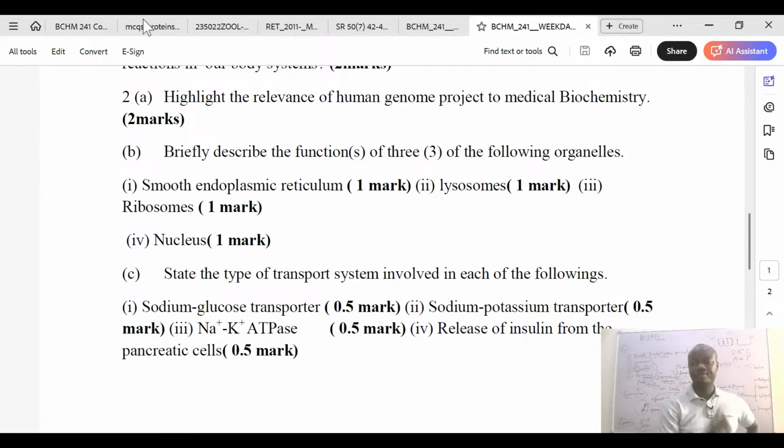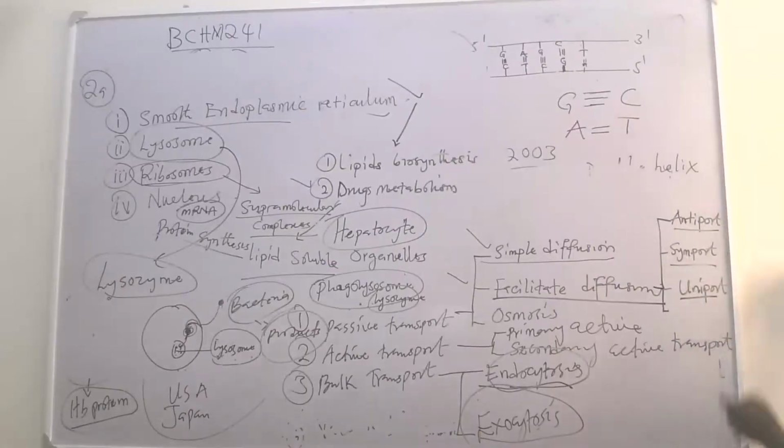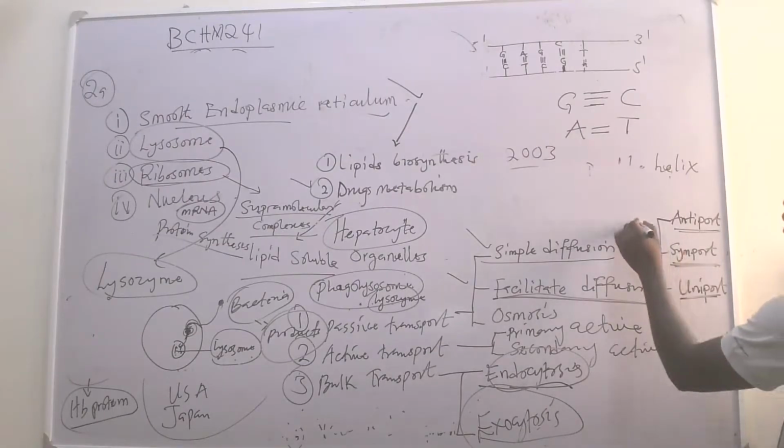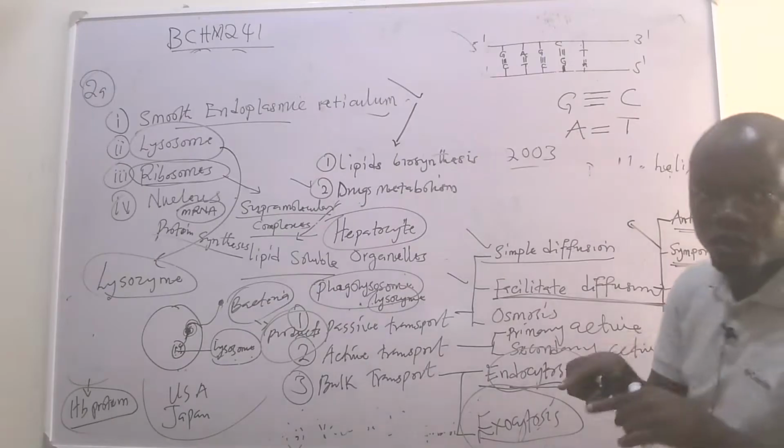Active transport? No. Seriously speaking, it's not an active transport. Remember I said we have passive diffusion. Passive diffusion includes antiport, symport and uniport. I talked about the different types of transport where we have antiport, symport, and uniport. So a symport is when you have two molecules.